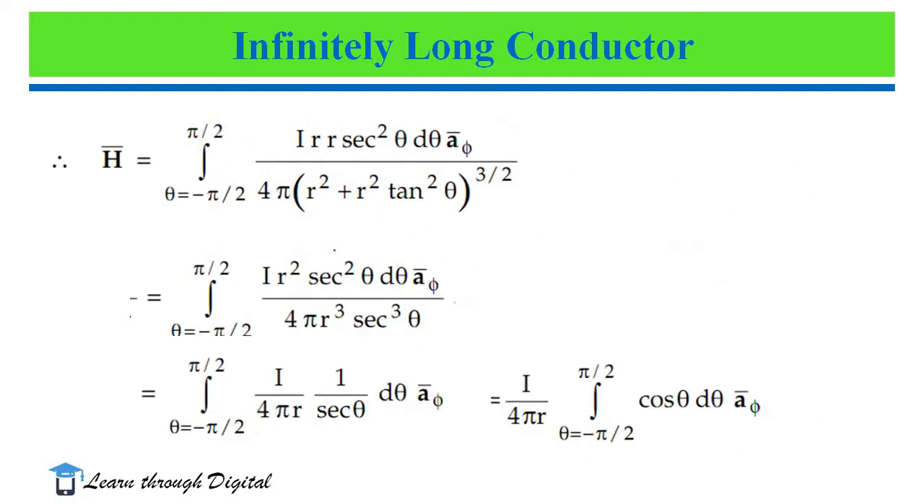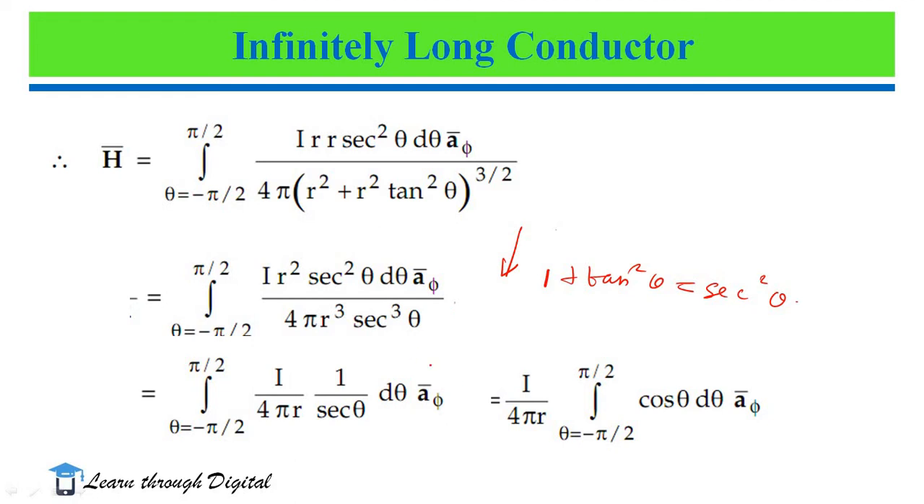Now we are substituting the integration limit and replacing dz by r secant square theta d theta a phi vector. In the denominator it is 4 pi (r square plus r square tan square theta) power 3 by 2. Here 1 plus tan square theta is equal to secant square theta. So it is simplified as I r square secant square theta d theta a phi by 4 pi r cube secant cube theta. It is integrated with respect to d theta.